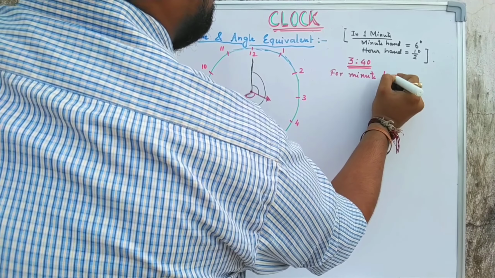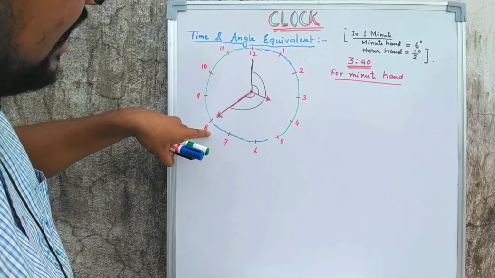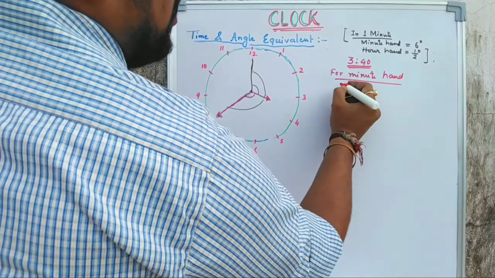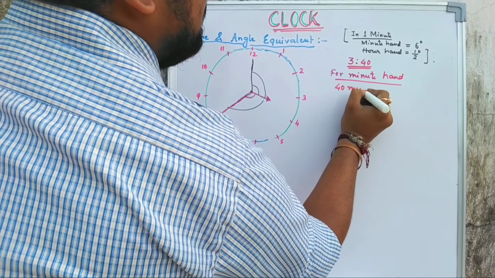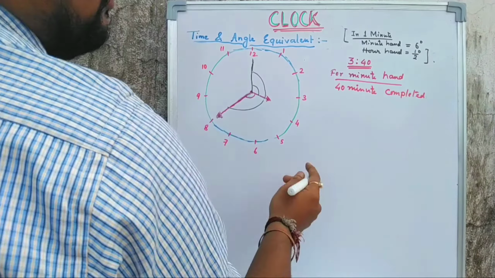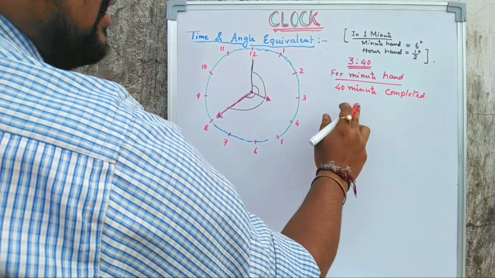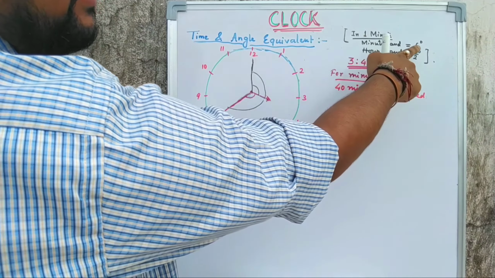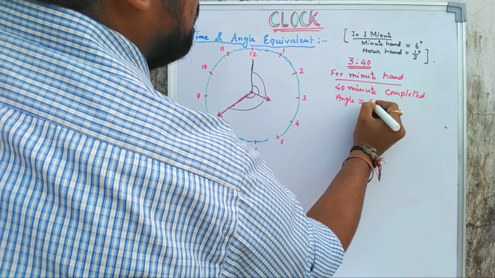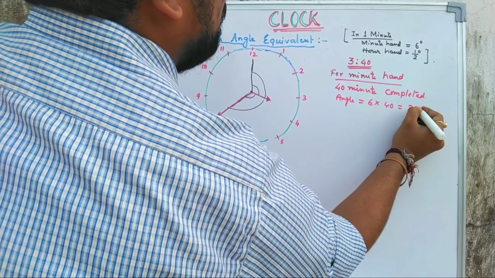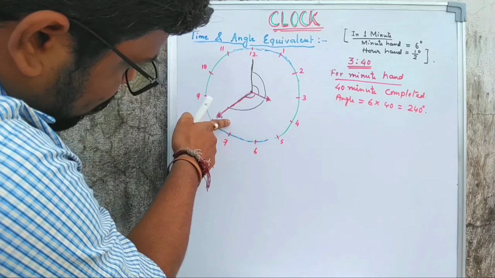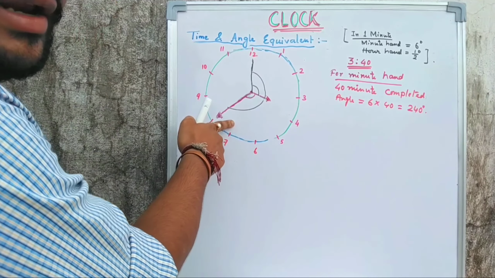For the minute hand, from 12 o'clock to 8 o'clock, how many minutes are completed? 40 minutes are already completed at 3:40. 1 minute means 6 degrees for the minute hand. So for 40 minutes, how much angle? 6 into 40, 240 degrees. So this is 240 degrees for the minute hand. From 12 o'clock to 8, this whole angle is 240 degrees.